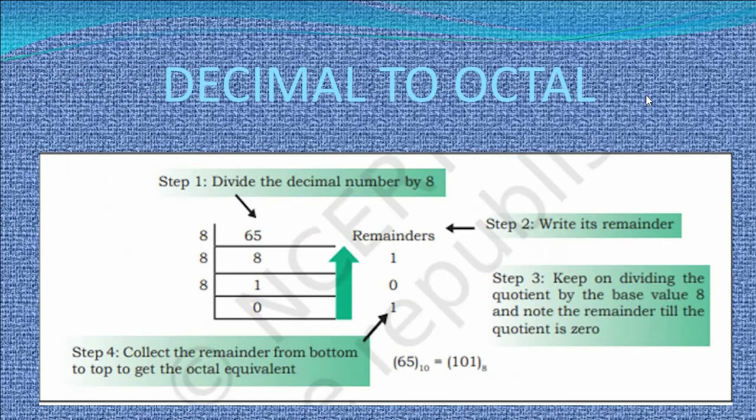Now from decimal to octal, once again, as I mentioned earlier, the base which we want to convert to, we write that to be divided by. So octal is base 8, so we divide the number by 8. Now 8 8s are 64 and we get the remainder as 1, as 65 minus 64 is 1. Then 8 divided by 8 is 1. Hence the remainder is 0, since there is no remainder.